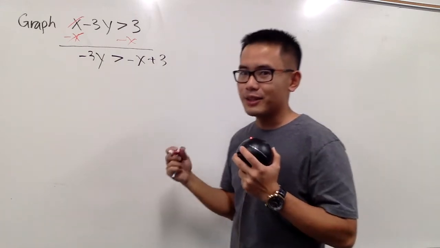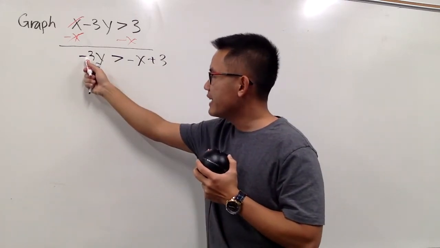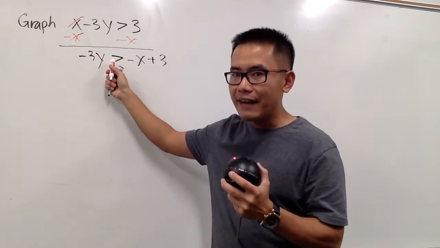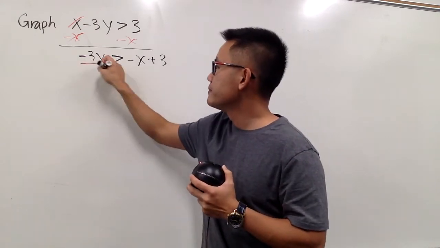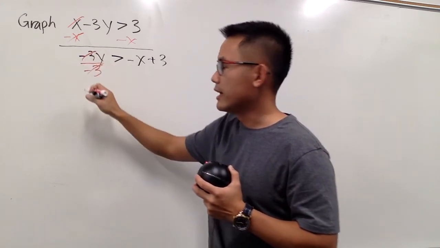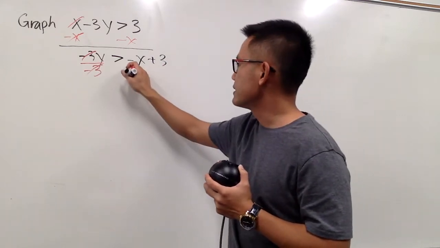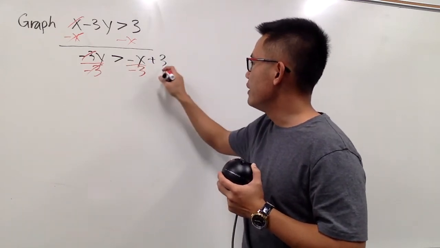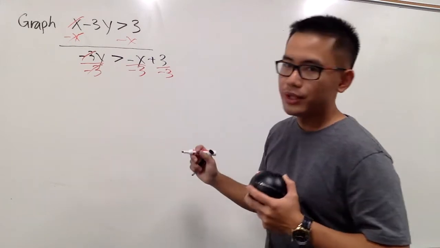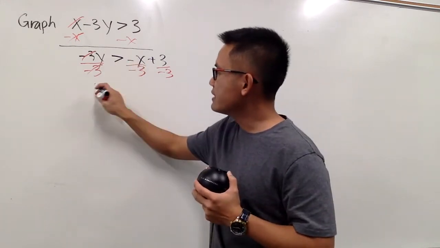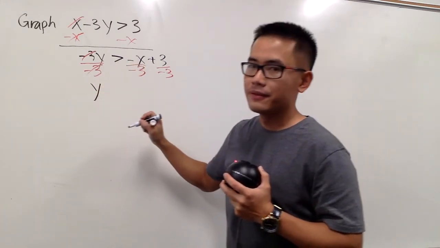And the next, here is the crucial part. This is negative 3 times y. We have to divide it by negative 3, right? So that this and that will be cancelled. And we do the same for the rest. Divide this by negative 3, and also divide this by negative 3. Now, on the left-hand side, we have the y by itself.